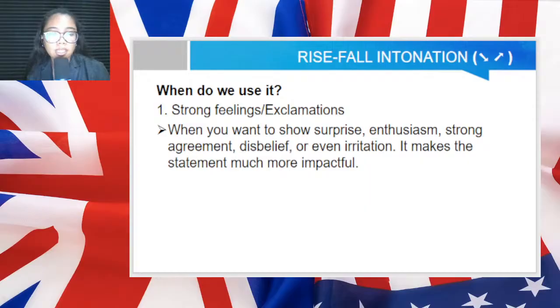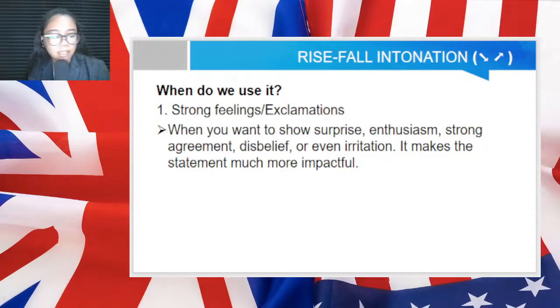You can think of it as adding an exclamation mark to your spoken words. When you use rise fall, you're not just communicating information, you're communicating how you feel about that information with great intensity. Okay? Do you have any questions about these uses of rise fall intonation? The first one.